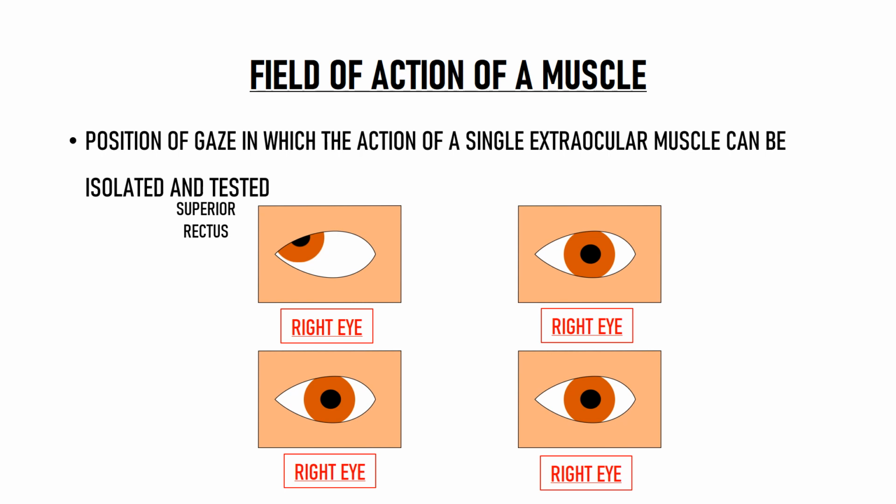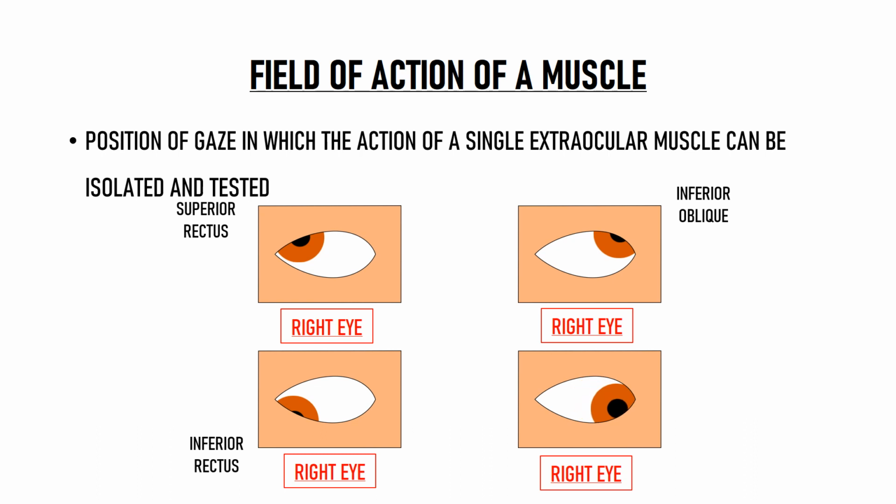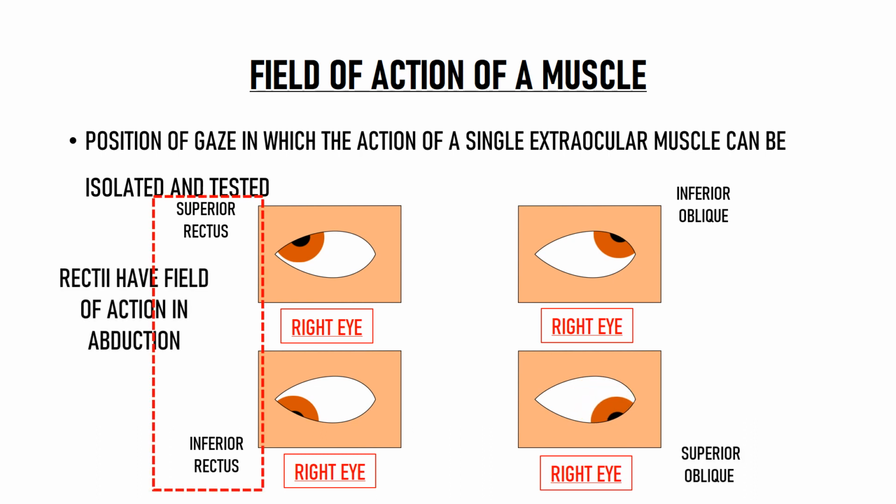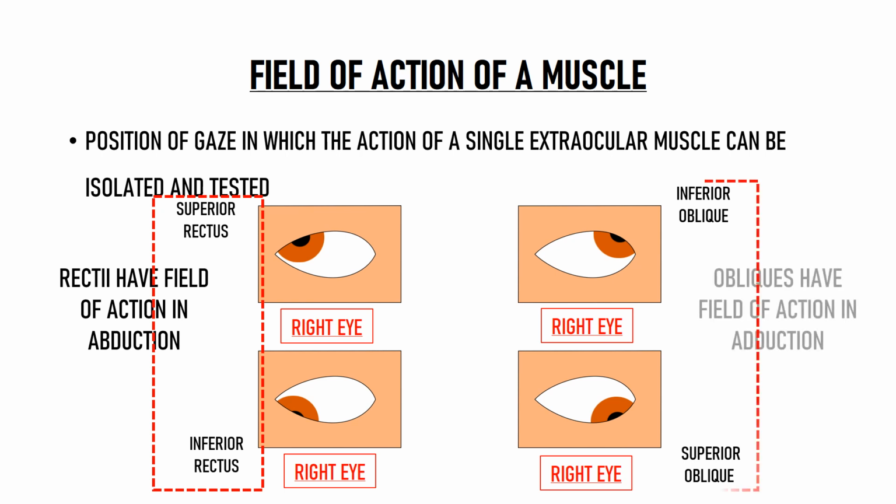You can check it out if you wish to, but for now, this much information should be enough for you: superior rectus is the main elevator in abduction and inferior oblique is the main elevator in adduction. Superior rectus does not have any vertical action in adduction. The same thing also holds true for the depressors of the eye. Inferior rectus is the muscle that depresses the eye in abduction and superior oblique is responsible for depression in adduction. So in summary, recti have their field of action in abduction and obliques work in the position of adduction.